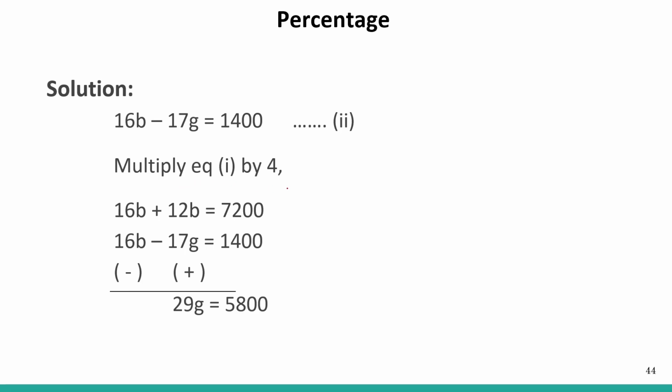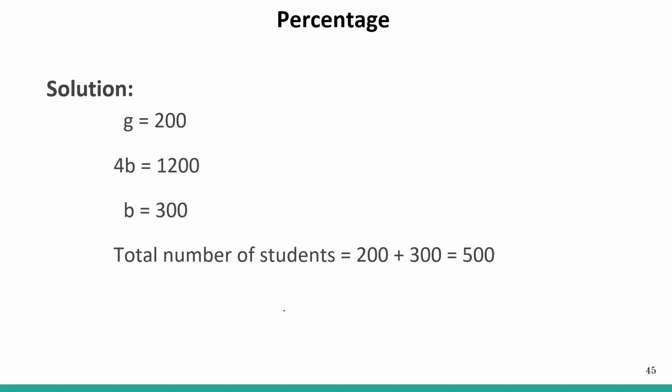Multiply the first equation by 4. After multiplying, 16b plus 12g is equal to 7200, and 16b minus 17g is equal to 1400. Subtracting these, we are left with 29g equals 5800. So b is equal to 300 and g is equal to 200. So the number of students is equal to 500.